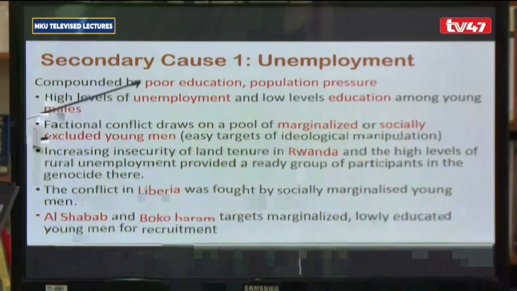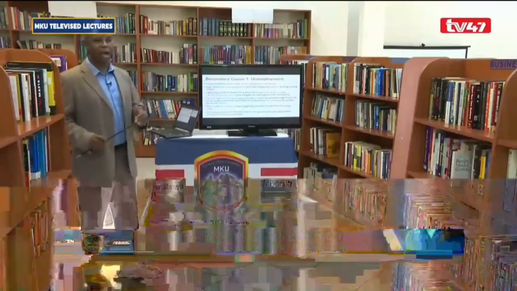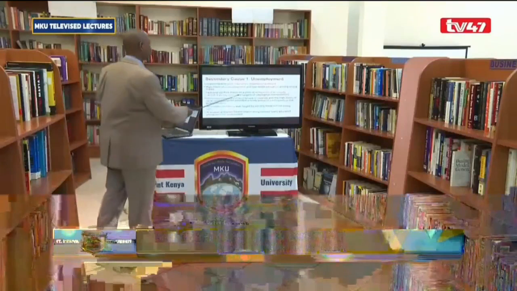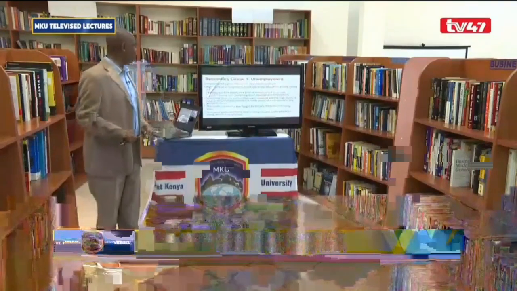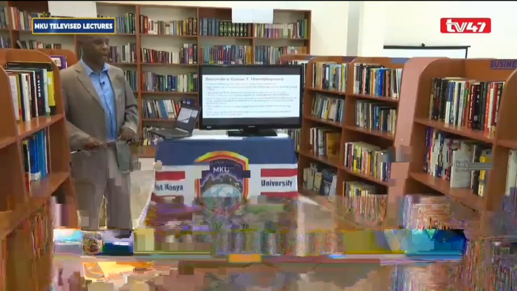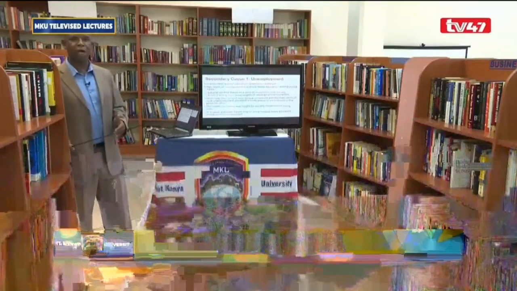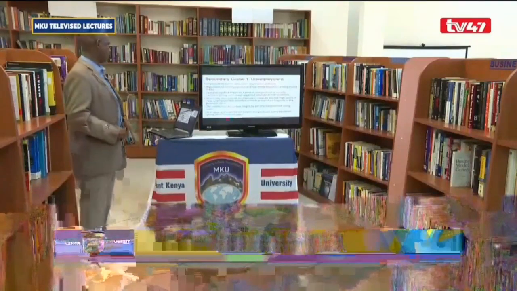High levels of unemployment and low levels of education go together, especially among young males. When this is the scenario, these groups of people make up a pool of marginalized or socially excluded young men, and they become targets for ideological manipulation and recruitment into warring factional parties.